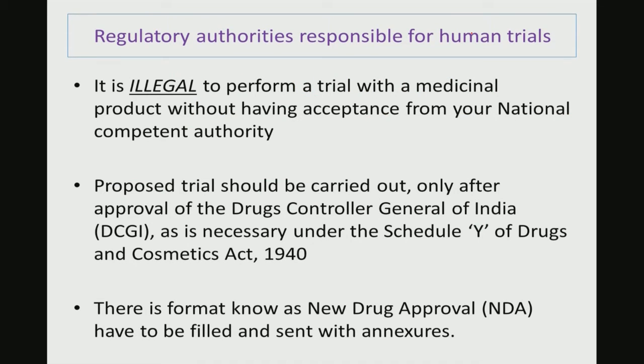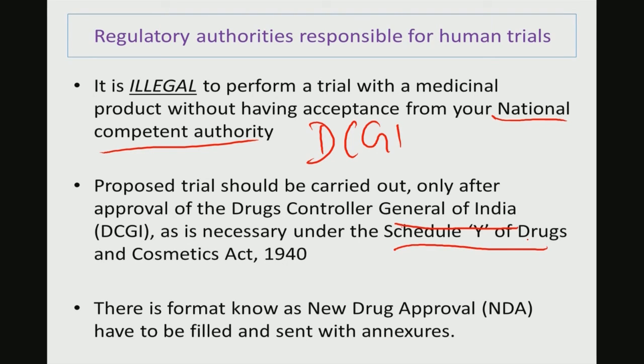The other thing is that in clinical trials, legality comes into the picture in a big way, because you are using human subjects in your scientific study. It is illegal to perform a trial with a medicinal product without acceptance from your national competent authority. This national competent authority, as I mentioned before, is the DCGI, the Drugs Controller General of India, which is very important. Proposed trials should be carried out only as necessary under Schedule Y of the Drugs and Cosmetics Act, and there is also a new drug approval.